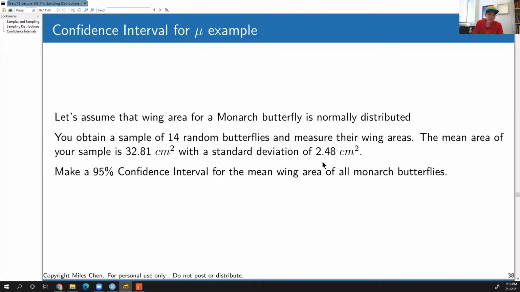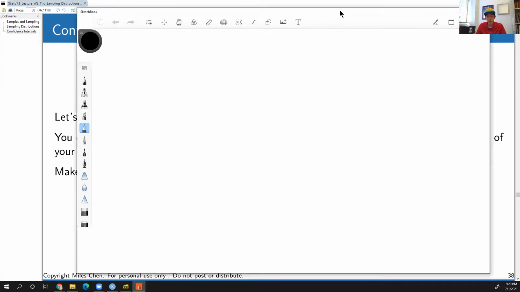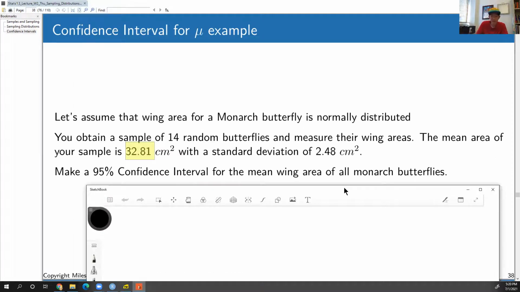All right, so let's do our butterfly example again, with some more precise values. We got 14 random butterflies and measured their wing areas. The mean of our sample of 14 butterflies is 32.81, with a standard deviation of 2.48, and we want to make a 95% confidence interval.